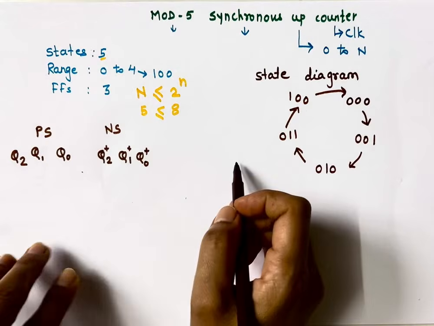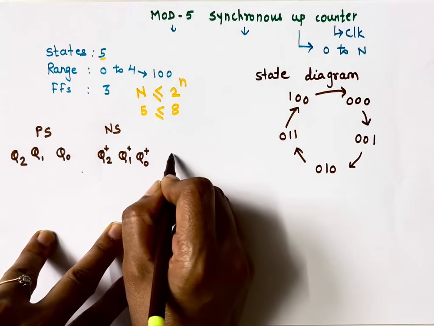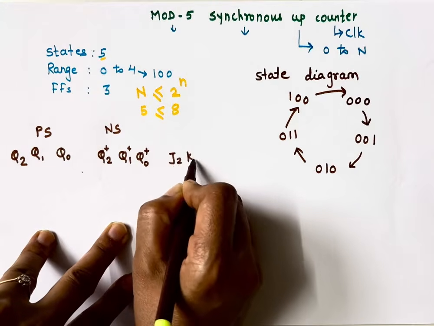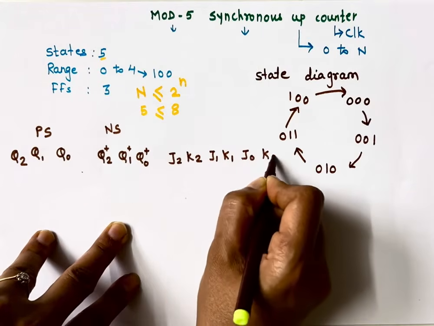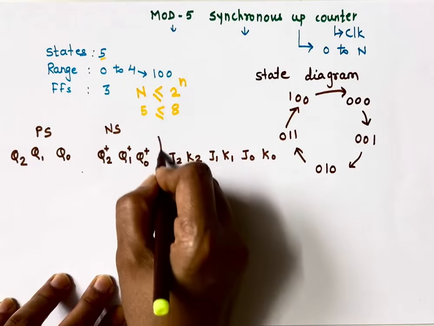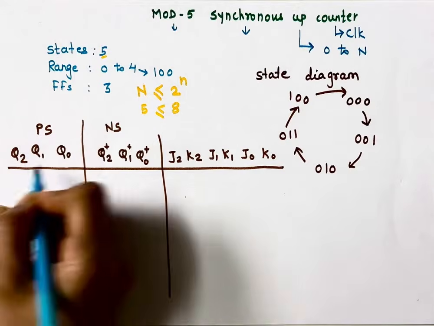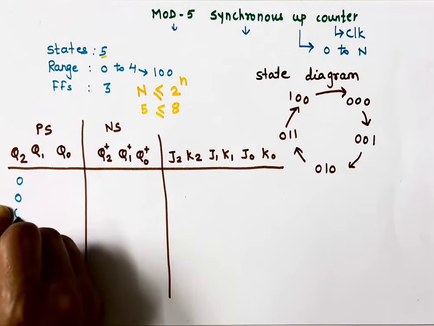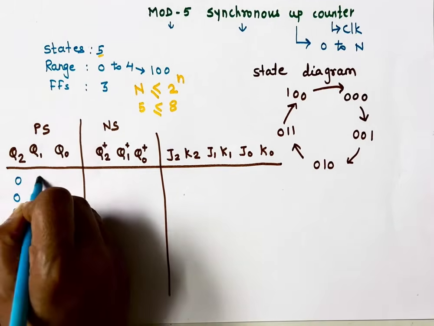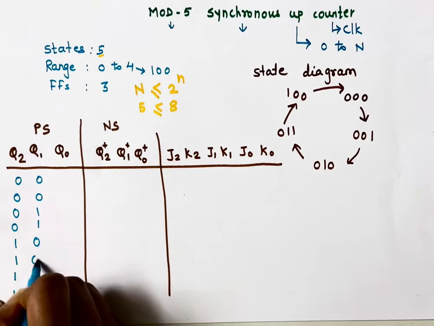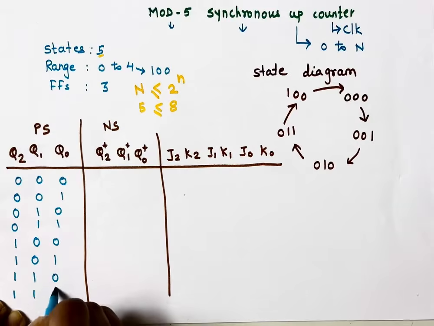So I have 3 flip-flops. I need to identify inputs for all of them. So inputs for J2, K2, J1, K1, J0 and K0. For writing present states, I'll write simple truth table for 3 variables. 4 times zeros, 4 times 1, 0 0 1 1 0 0 1 1 0 1 0 1 0 1 0 1.